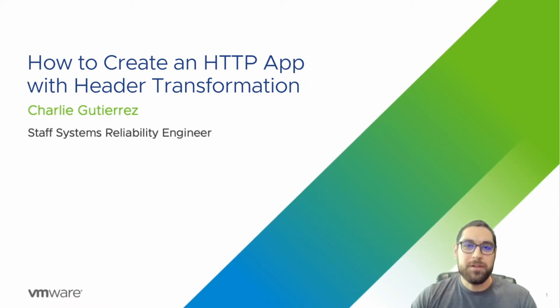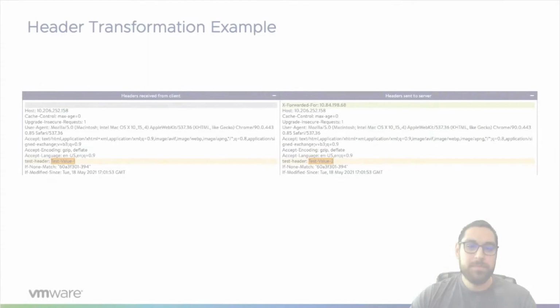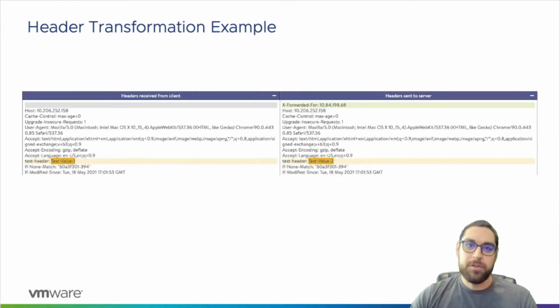My name is Charlie Gutierrez, and today we're going to be talking about how to create an HTTP app with header transformation. So the workflow here is pretty straightforward. A client is going to send a bundle of headers. We're going to receive them at the load balancer. We're either going to add to those headers, remove from those headers, or manipulate a header that's already sent, maybe change the value of the header before it gets sent to the backend.